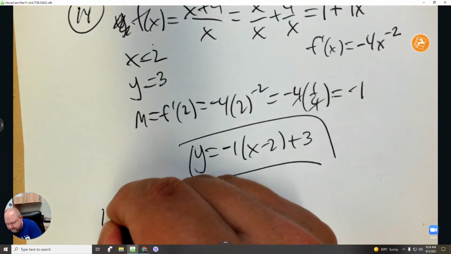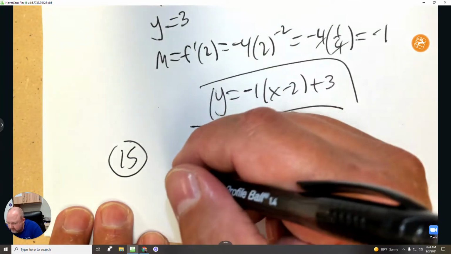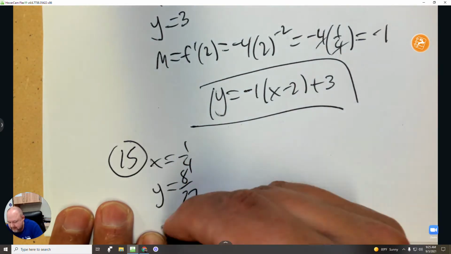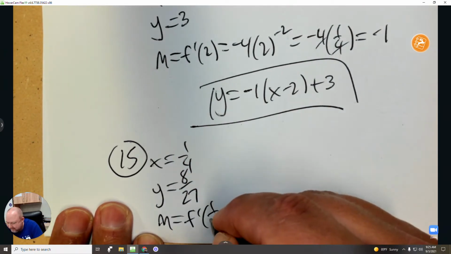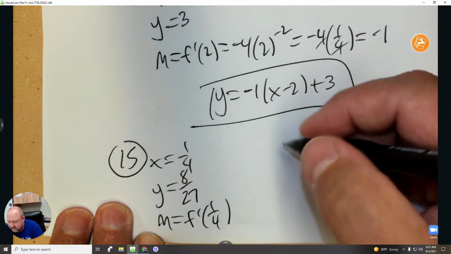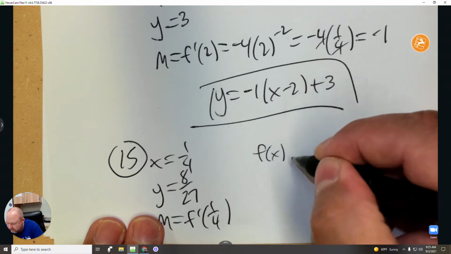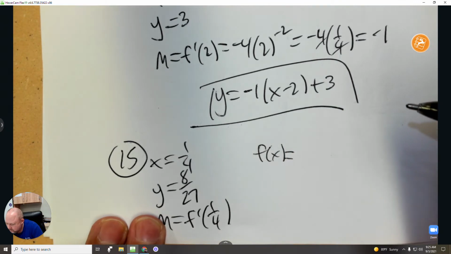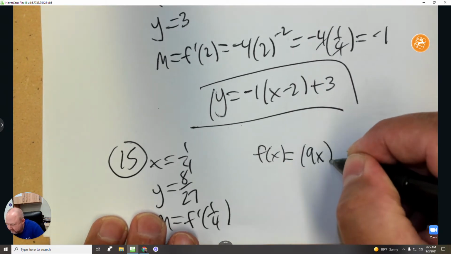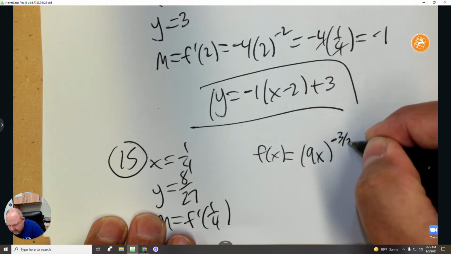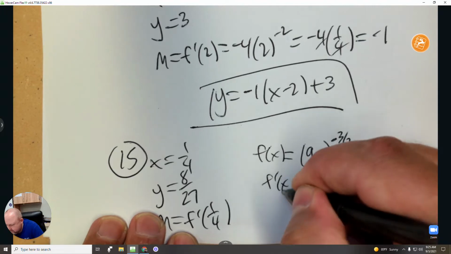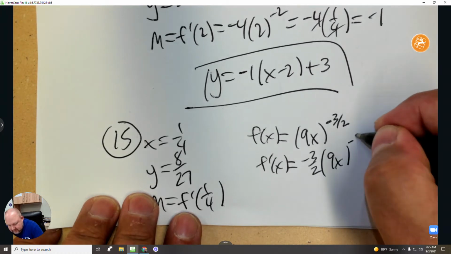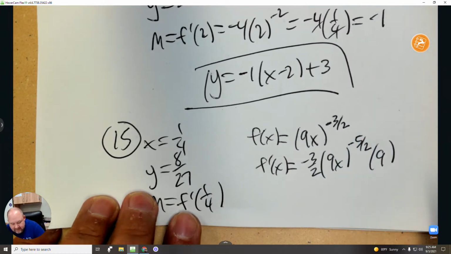Number 15. In number 15, they give you the x coordinate and the y coordinate. And I need to find the slope, which is the derivative at the x coordinate. So I need to know the function. I'm going to write it calculus friendly. It's like 9x to the -3/2. So the derivative would be -3 over 2, (9x) to the -5 over 2, and then the hook is 9.